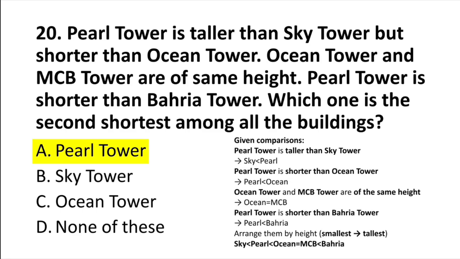Now this is an inequality problem somehow. Do the comparison. Pearl Tower is taller than Sky Tower, meaning Sky is smaller than Pearl. Pearl Tower is shorter than Ocean Tower, meaning Pearl is less than Ocean. Ocean Tower and MCB are both of the same height, meaning Ocean equals MCB. Pearl Tower is shorter than Beria Tower, so Pearl is less than Beria. Now arranging these by height from the smallest to the tallest, the comparison is already done. We just need to write it in the proper order from smallest to tallest. So we got the second smallest as the Pearl Tower. Option A is correct.